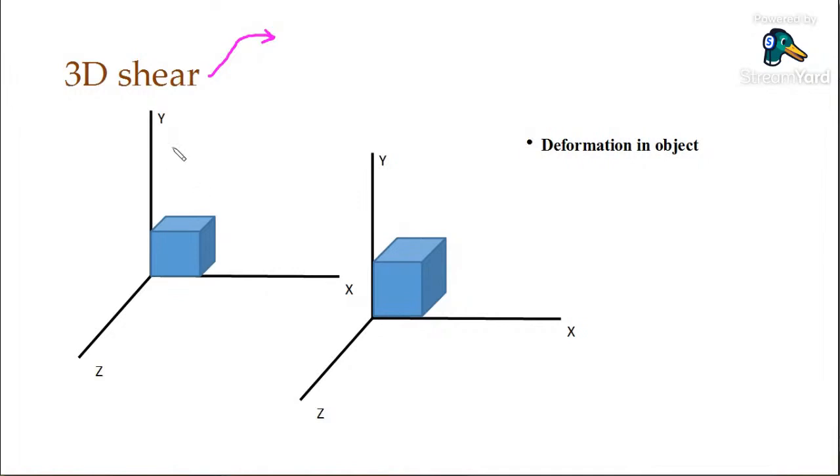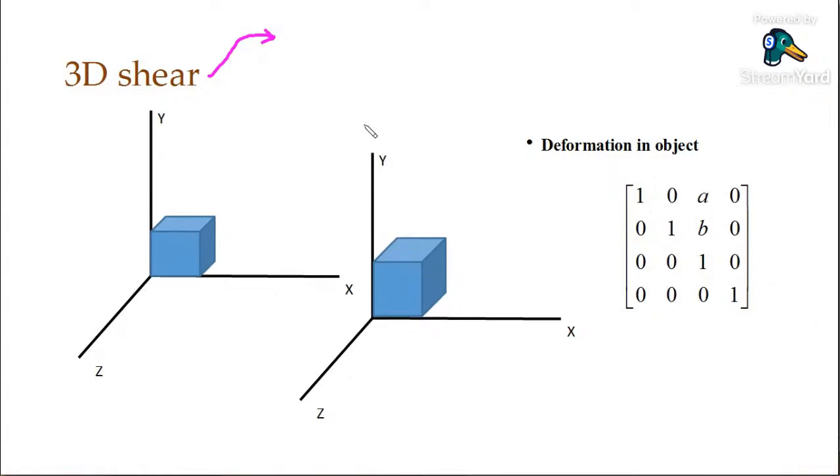So here it is xyz and this is the object. The object may be deformed in the x direction, y direction, z direction, and you can have the matrix like this: 1 0 a 0, 0 1 b 0, 0 0 1 0, 0 0 0 1. So here we have considered only x and y, hence the deformation values are changing for x and y: 1 0 a, 0 1 b, 0 0 1. So this is about the deformation of the object.